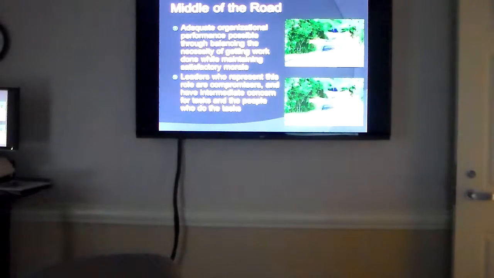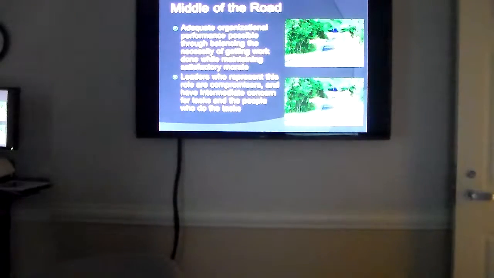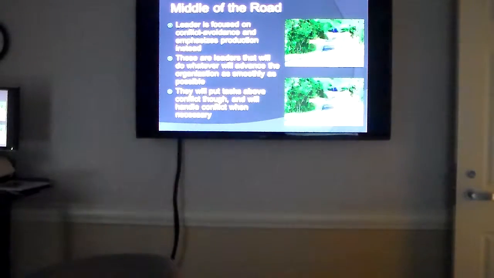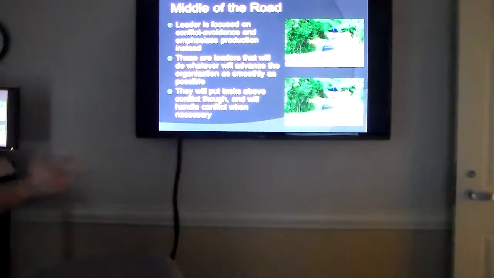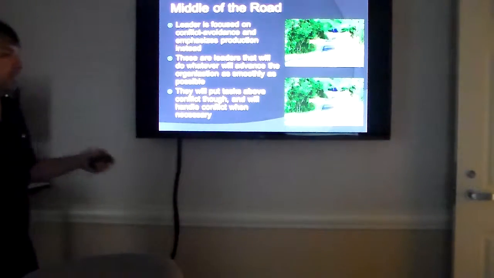Middle of the road are the people that have a little bit of each approach. These are the people that are dead center in the Managerial Leadership Grid. They compromise. They worry about the tasks, but they worry about the people who do the tasks and how the tasks are affecting them as people. They're conflict avoidance people. I think that's a big idea. Let's everybody get along. Let's be happy. They want to advance the organization, make sure the organization does well, but they also want to do this as smoothly as they possibly can. They'll put tasks above conflict and handle conflict when it's absolutely necessary to handle conflict.